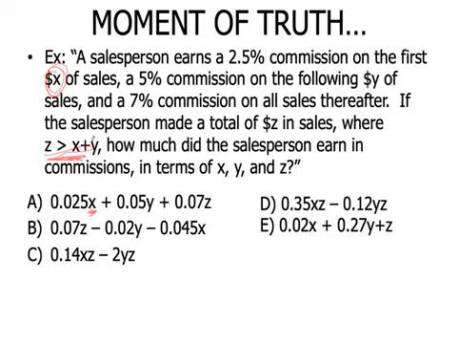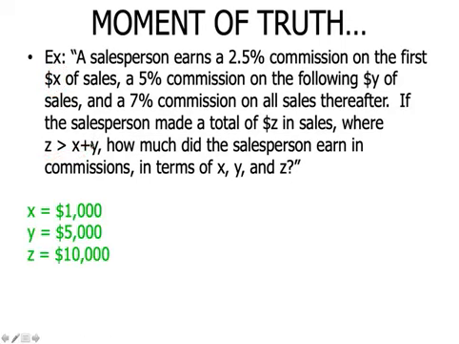And I don't know what numbers you picked, but I went ahead and chose these numbers. X is 1,000, so he earns a 2.5% commission on the first $1,000 of sales. There it is. A 5% commission on the following $5,000 of sales. We'll write that in. And a 7% commission on all sales thereafter. If the salesperson made a total of $10,000 in sales, how much in commissions did the salesperson earn?